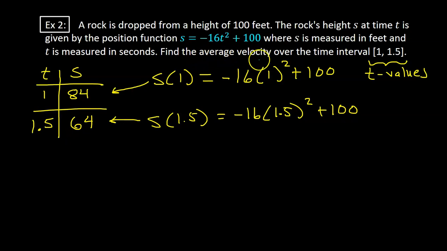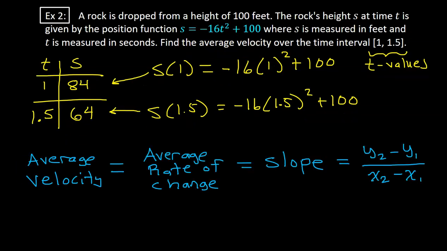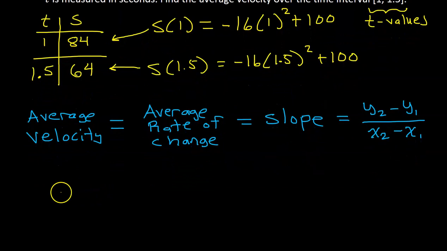So we are being asked to find the average velocity. But the average velocity is just the average rate of change, which is just the slope, which normally we say y2 minus y1 over x2 minus x1. But in this case, instead of y's, we have s's. Instead of x's, we have t's. But same concept. So as we go to set up the slope, our y2 minus y1 is 64 minus 84 over 1.5 minus 1.